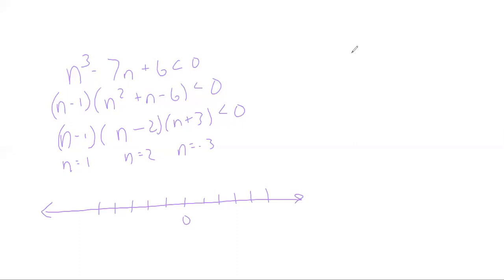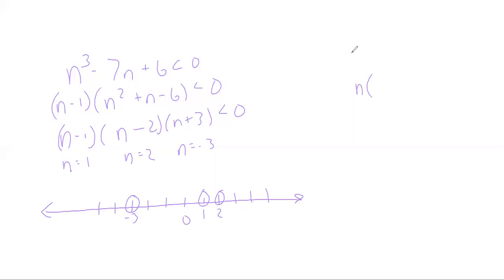So at -3, I have a dot. 1, I have a dot. And 2, I have a dot. This time I have to go test all the way to the left. So -4. We'll go f of -4.